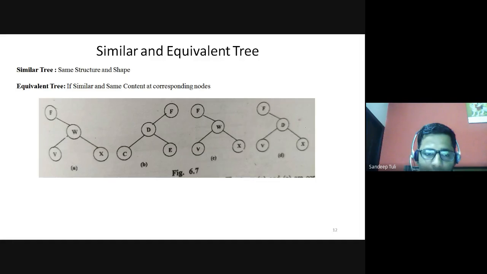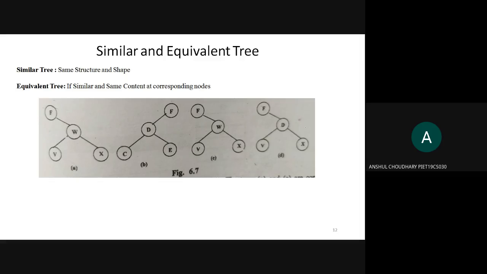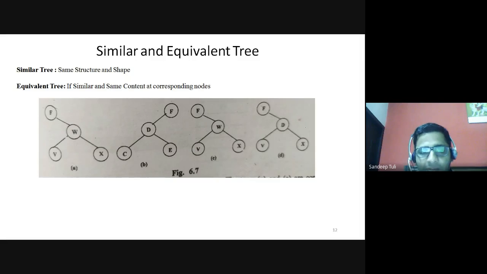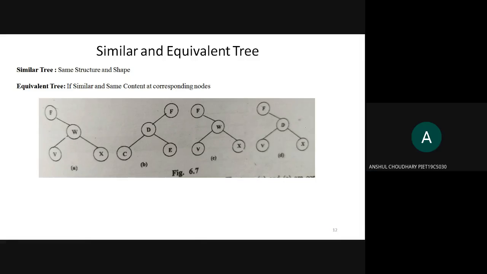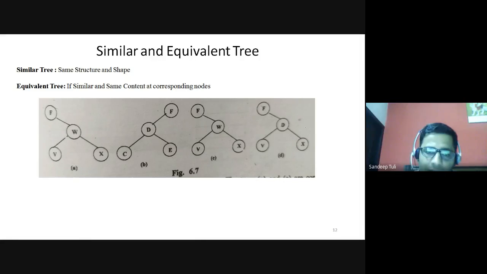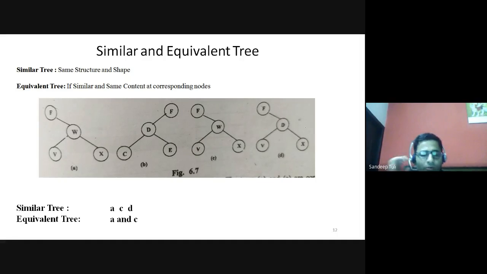Now tell me about A and C. Are they similar? Sir, they are equivalent. Very good. If they are equivalent, then they automatically become similar. Now what about A and D? They are similar only, not equivalent. So similar means same structure and same shape, but the content is different, like A and D. So similar trees could be A, C, D. But equivalent trees are only A and C in this particular diagram.